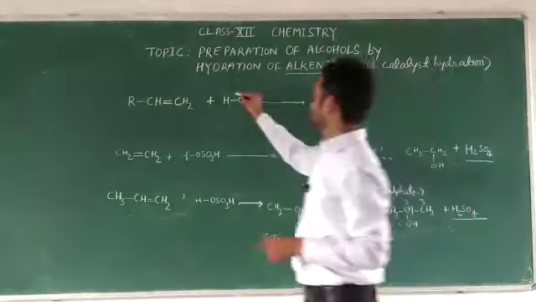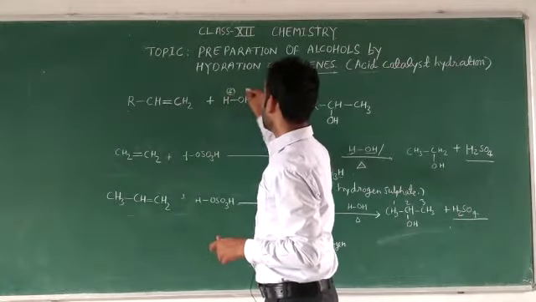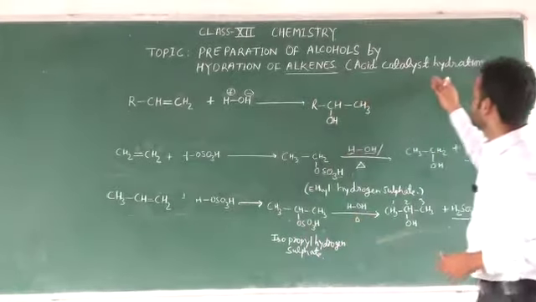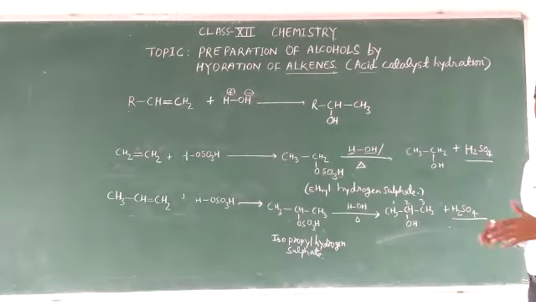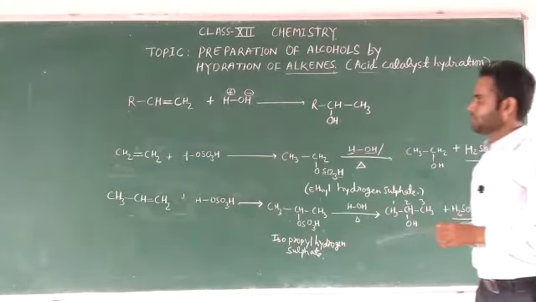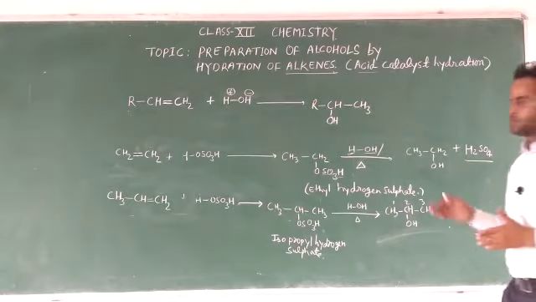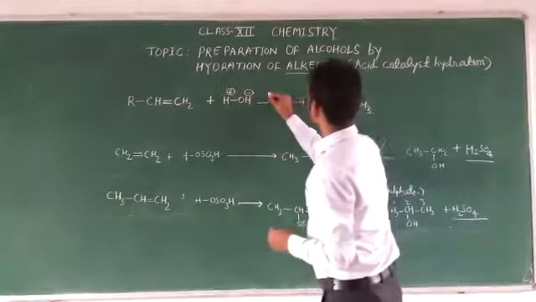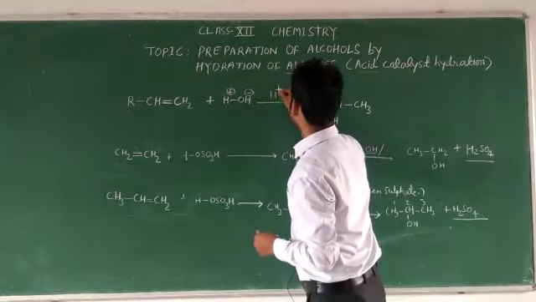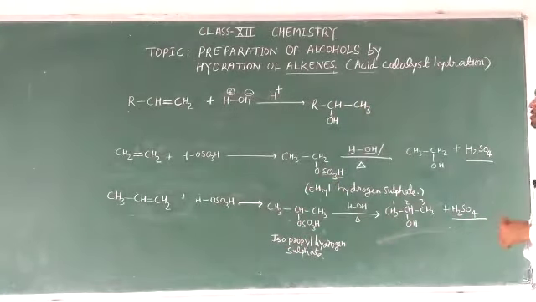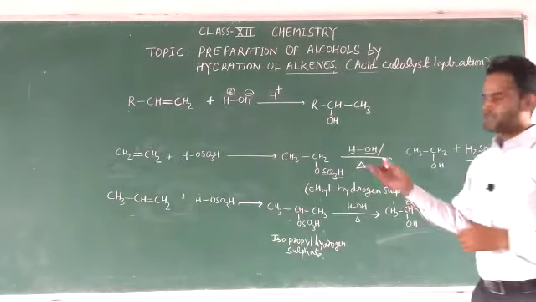This is the positive part and this will be the negative part. Because it is acid catalyst hydration, this reaction will not proceed without hydrogen ion, H+, and we can get H+ ion from an acid. So we can write H+ here as well. We can consider H2SO4 as well. So what would be the process?